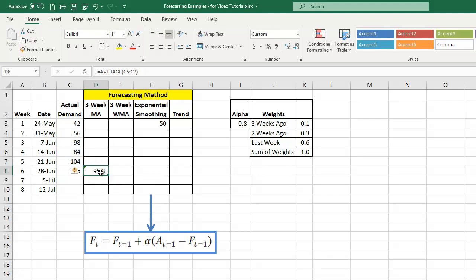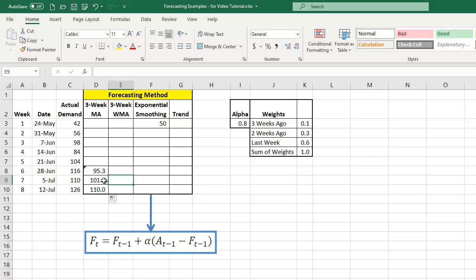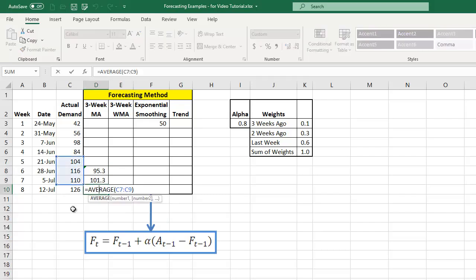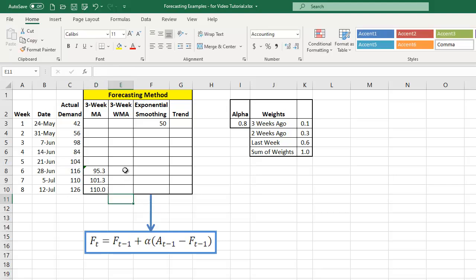We can take that formula now and copy it down through the remaining cells, and now we have the forecast for week 7 and week 8 as well. We can see again that the forecast for a given week is the average of the actual demand from the 3 previous weeks. Now let's move on to the 3-week weighted moving average method.